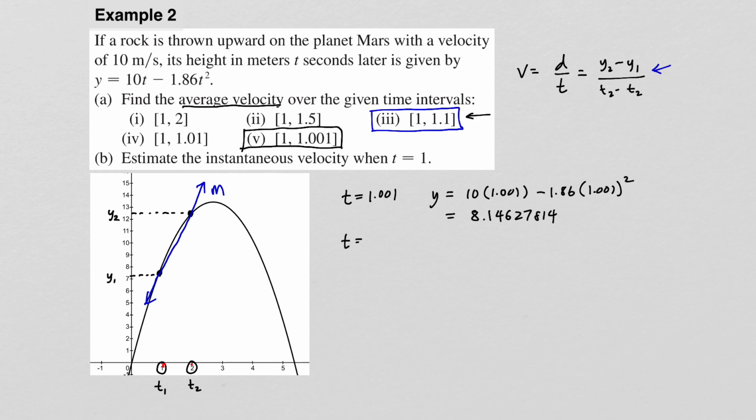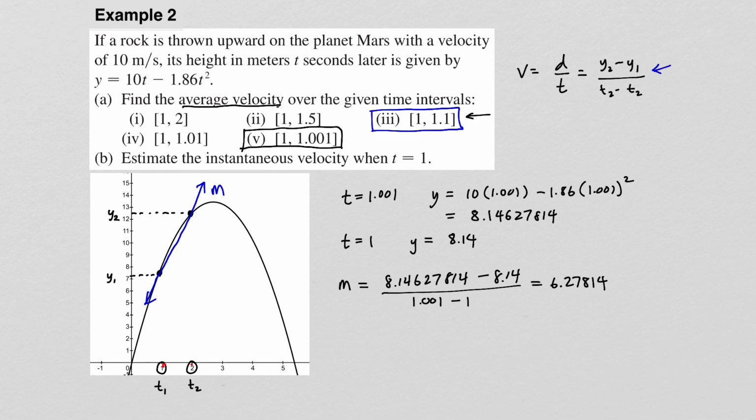And we already know that when t equals 1, the y value is 8.14. So the slope of our secant line, and therefore the average velocity, is going to be the subtraction of these two numbers divided by the subtraction of the time values. And if you do the math on this, you get 6.27814.